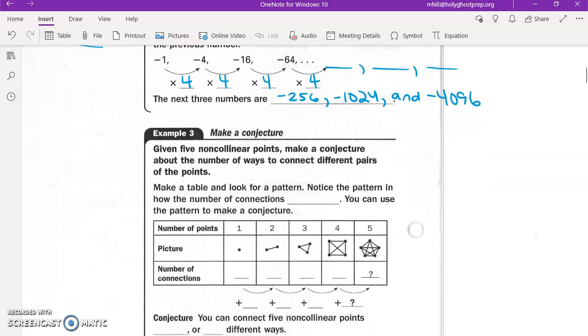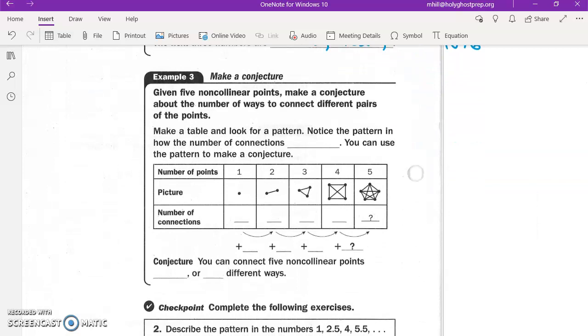All right, making a conjecture. Pause and read this example here. Given 5 non-collinear points, make a conjecture about the number of ways to connect the different pairs of points. Make a table and look for a pattern. Notice your pattern in the number of connections. Right now there's number of connections here. Let's look at our figure is 0. Number of line segments of connections is 1. This becomes 3. 1, 2, 3, 4, 5, 6.